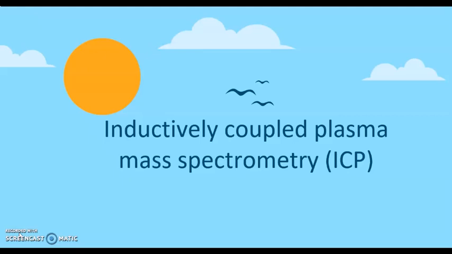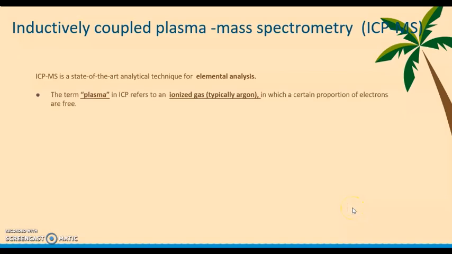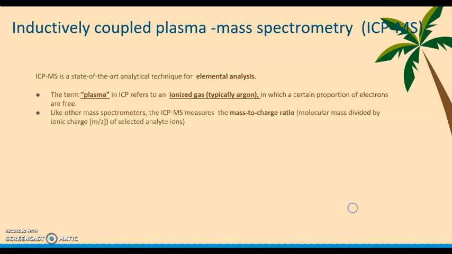So, kahit alin sa kanila, pwede. So, for the inductively coupled plasma mass spectrometry, this is a state-of-the-art analytical technique for elemental analysis. The term plasma na ginagamit po natin sa inductively coupled plasma, ito yung paggamit natin ng ionized gas, si argon, in which a certain proportion of electrons are free.